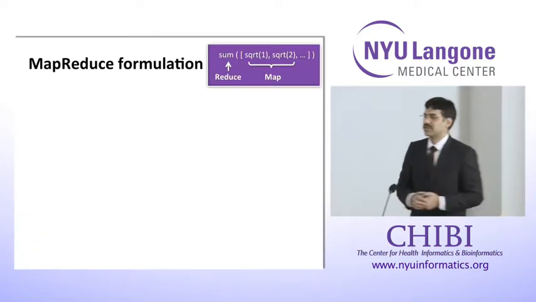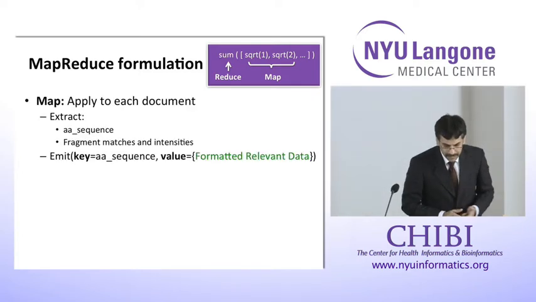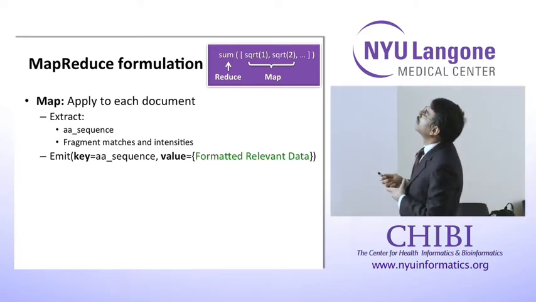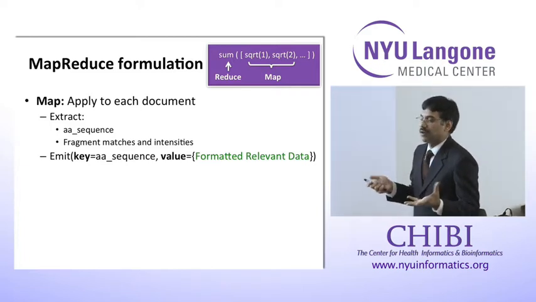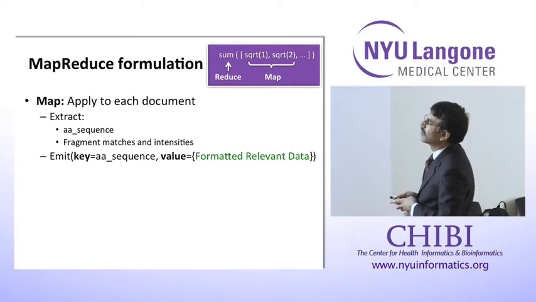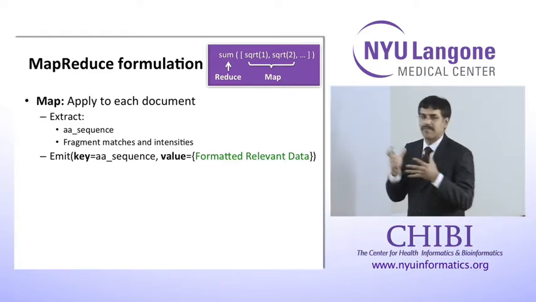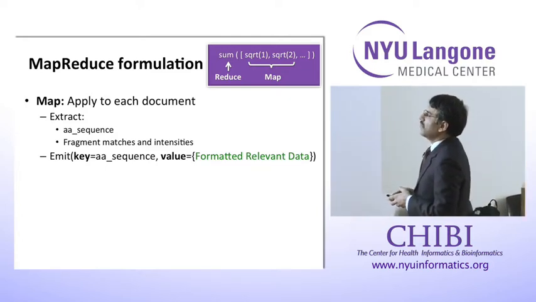So that's what we will do in our map function here. Just like we had a list of numbers here and we applied square root function, we have a list of documents here, which is about 500,000 now, and we apply this operation. So extract amino acid sequence and extract all the fragment matches and their intensities. So this is our logic which we will put in the map function. Okay?